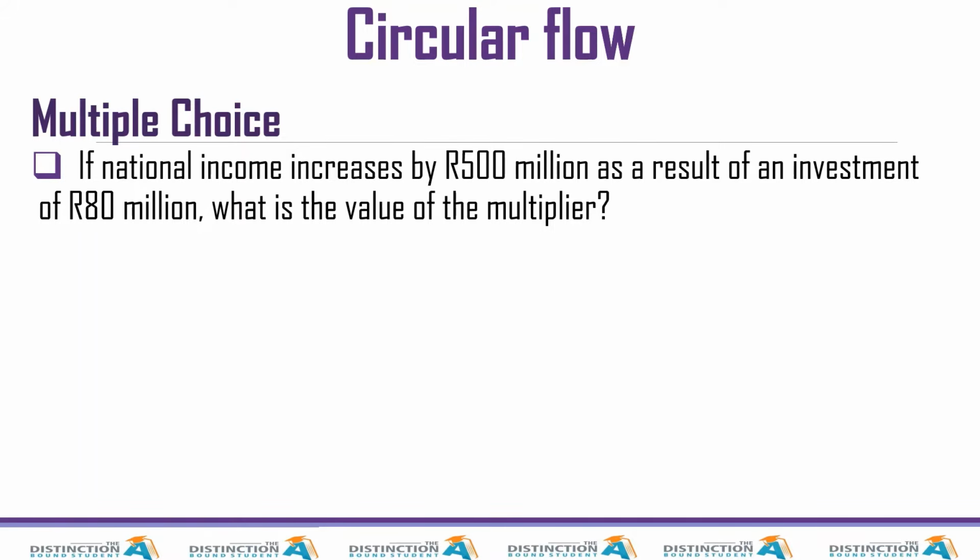Right, the next one. If national income increases by 500 million as a result of an investment of 80 million, what is the value of the multiplier? So here we are simply saying 500 divided by 80. To make life easy, they taught us that whenever you have zeros, you take them out in a proportionate way. You can't take 2 out and 1 out. No, take 1, take 1. Right, so how many times does 8 go into 50? Let's see. 8, 16.